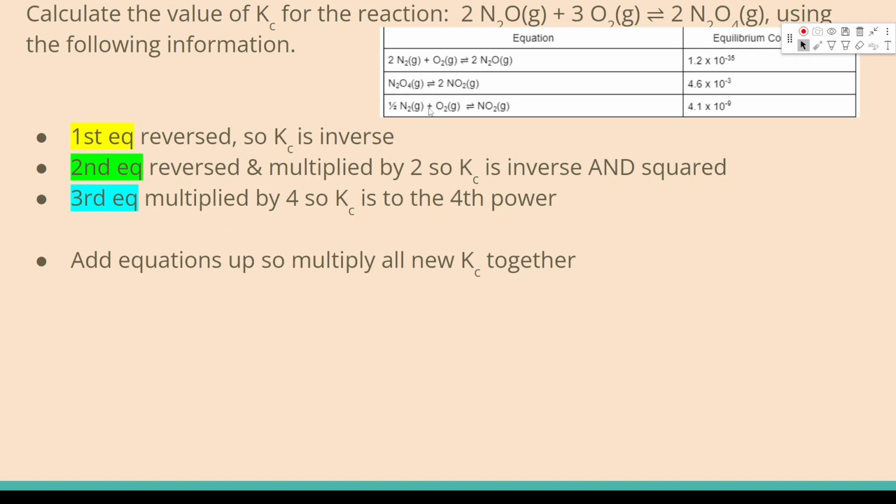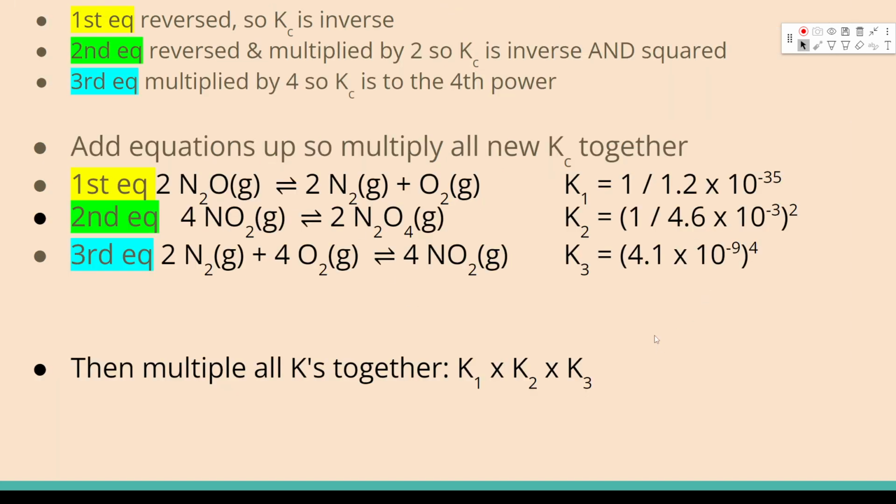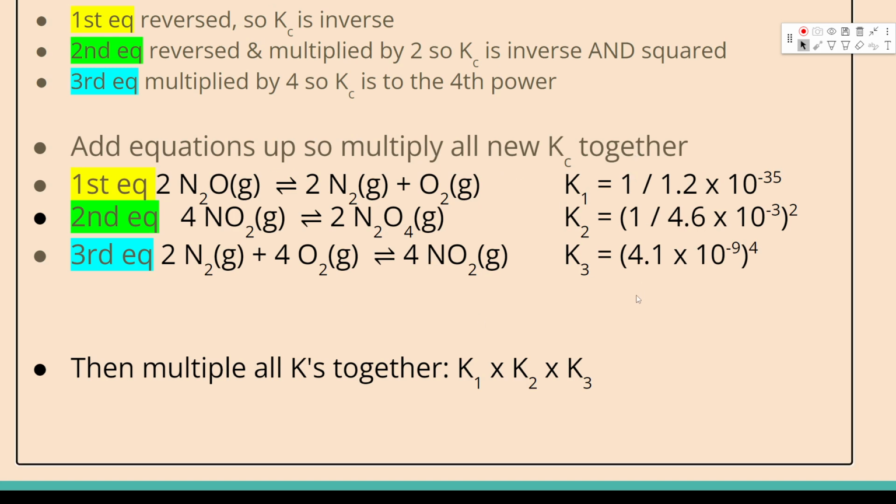And then the third one, I'm multiplying by 4, so I'm going to put this to the 4th power, because multiplication of a reaction is powering it. Then I add these up based off doing these manipulations to make sure that I got the overall. And so here are my manipulations of everything. And so I'm going to add these up, and when I add up the reactions, that means I'm going to multiply all those k's together.